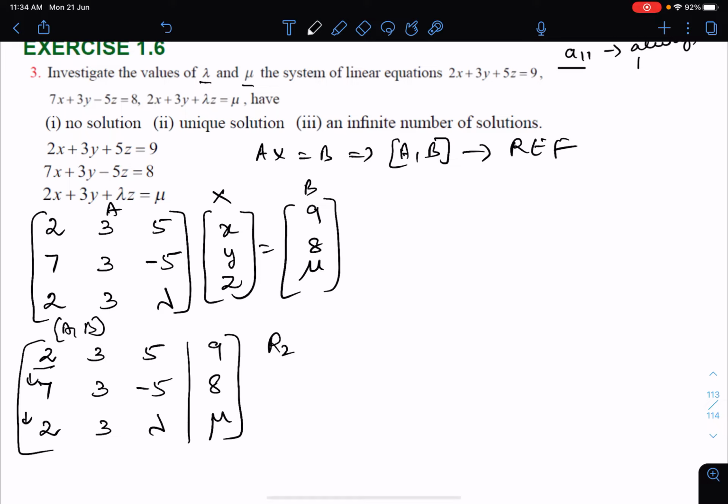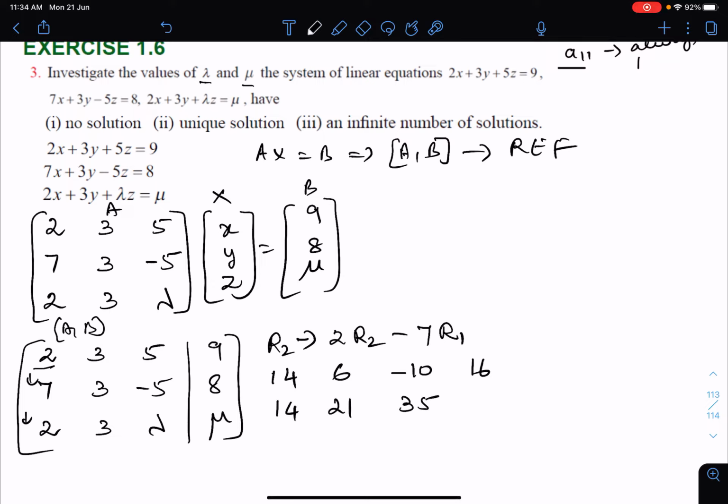So first we will take our row 2. What is going to be our row 2? Row 2 minus, here both are not equal, one is 2 and one is 7, so you have to cross multiply. What will you get? 2 into row 2 minus 7 into row 1. What is 2 into row 2? 14, 2 3s are 6, 2 5s are 10 and 2 8s are 16. What about 7 into row 1? 7 2s are 14, 7 3s are 21, 7 5s are 35 and 7 9s are 63.